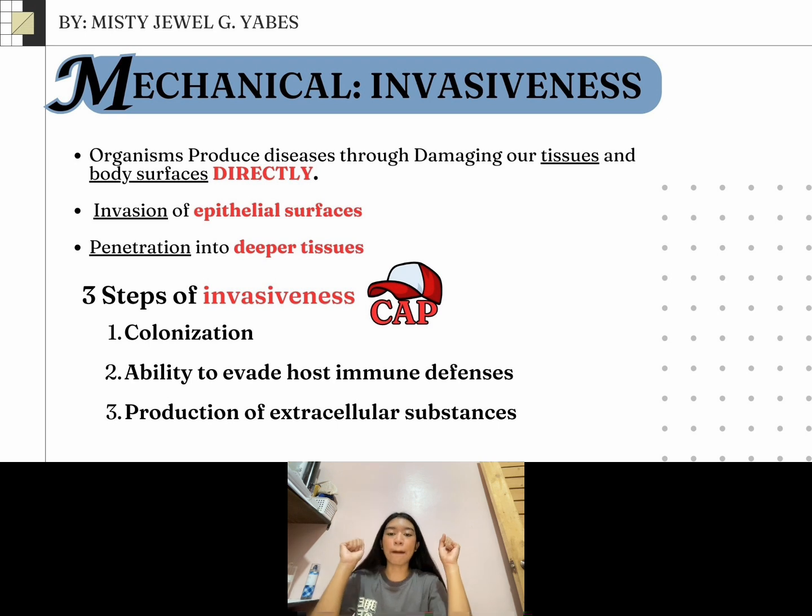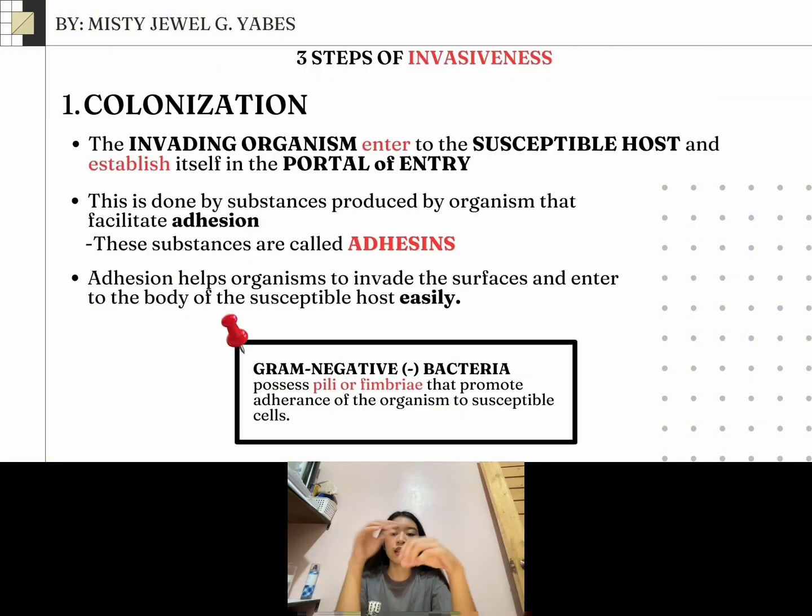We have the CAP. The C stands for colonization, the A is the ability of our invading organisms to evade our immune responses, and the letter P is the production of extracellular substances. So next slide, let's talk about our colonization.